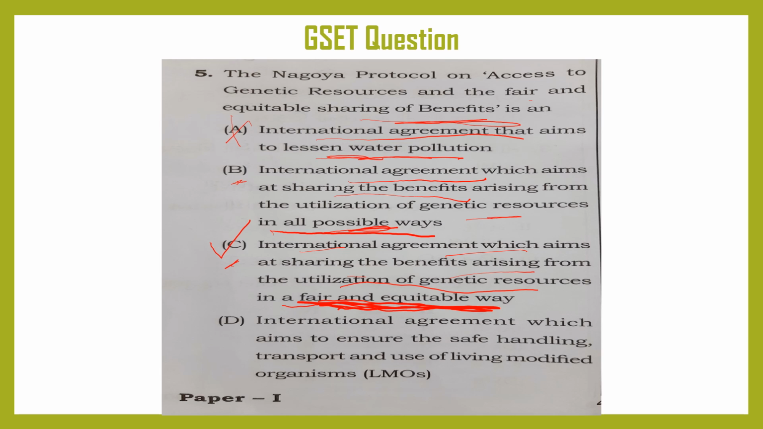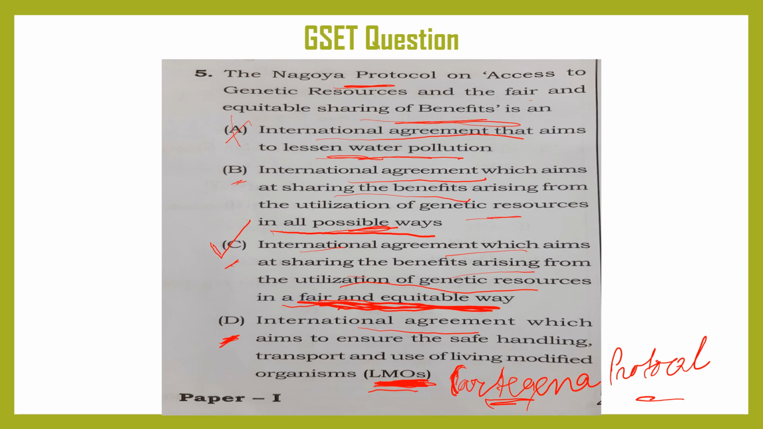Now let's see, an international agreement which aims at ensuring the safe handling, transport and use of living modified organisms. When we talk about living modified organisms, it is the Cartagena Protocol. So whenever we are talking about LMOs, it is the Cartagena Protocol. So D is also not the right option, because D will be the option for the Cartagena Protocol. For Nagoya Protocol, we are seeing only option C.